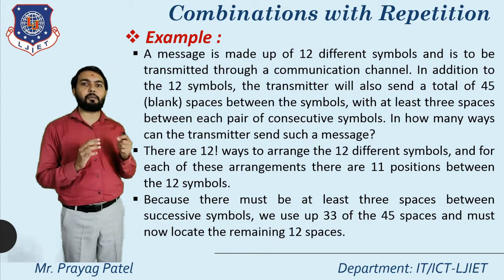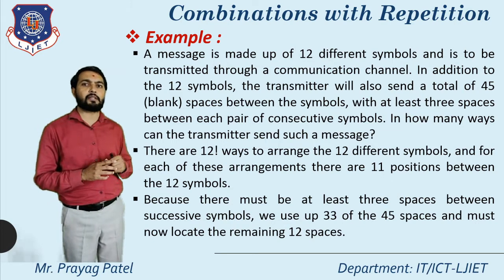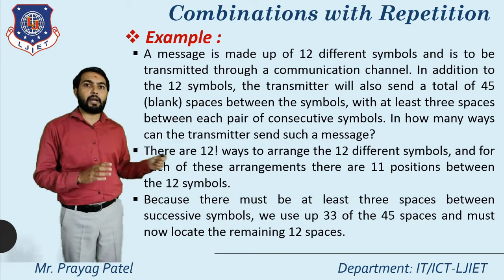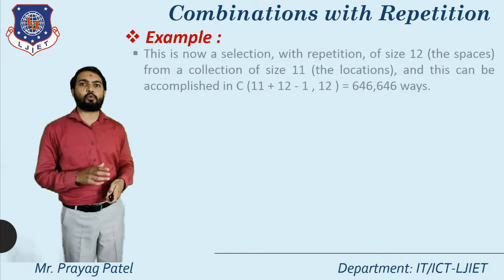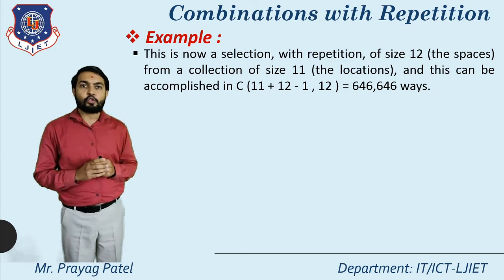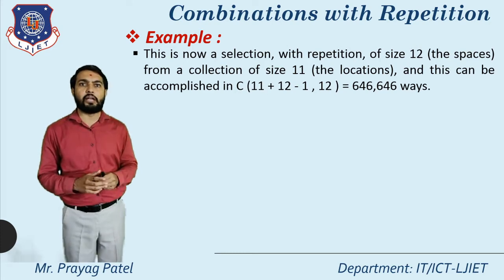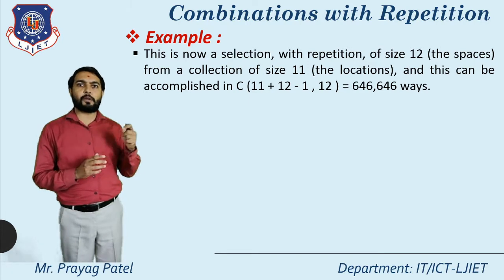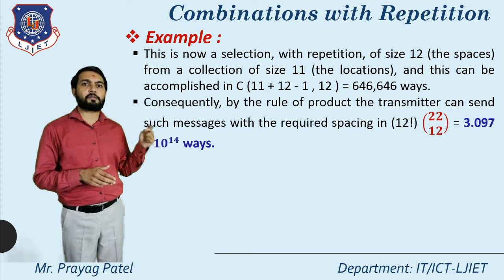Now 11 multiply 3 means 33 spaces are compulsorily given from the 45 spaces between the two symbols. The remaining space equals 45 minus 33, which equals 12. So we have to arrange these 12 spaces among the 11 locations. The number of spaces is r equal to 12 and the number of locations is n equal to 11. So C of 11 plus 12 minus 1, 12, which is the total number of possibilities.